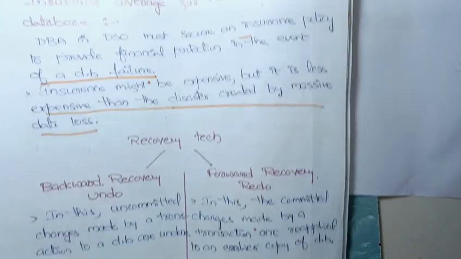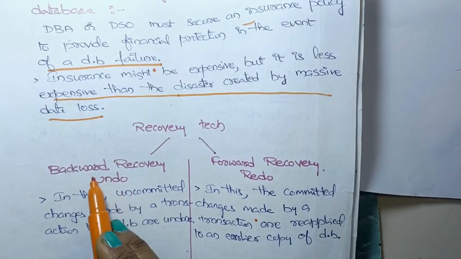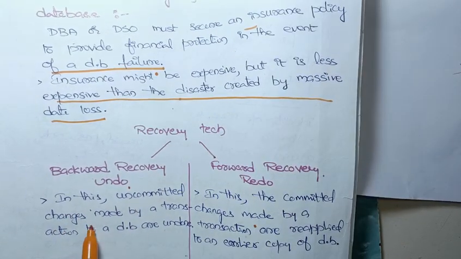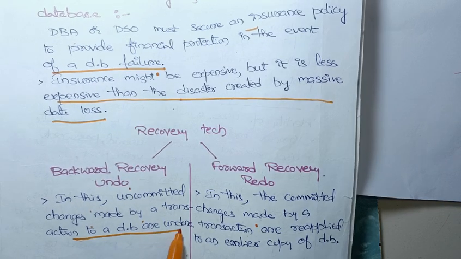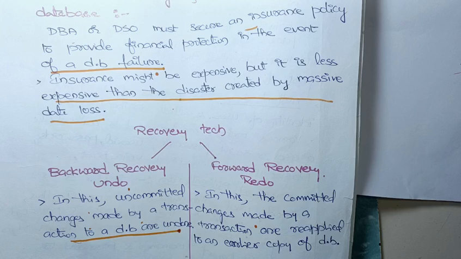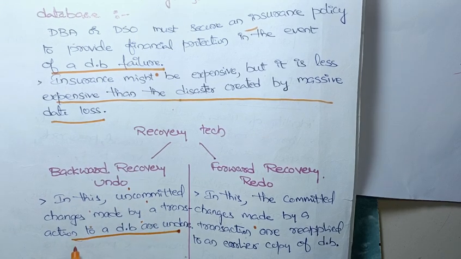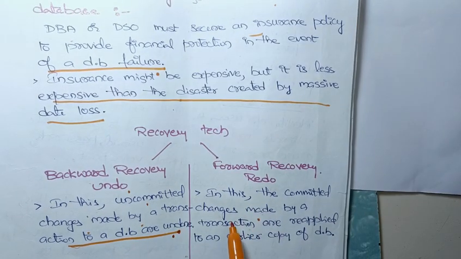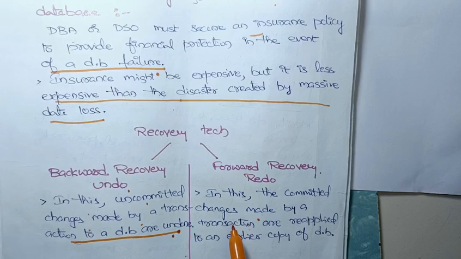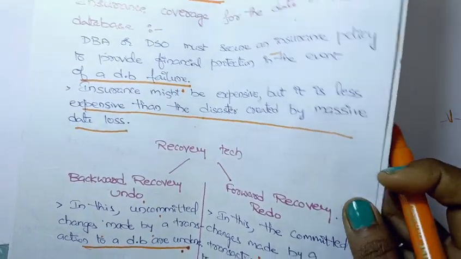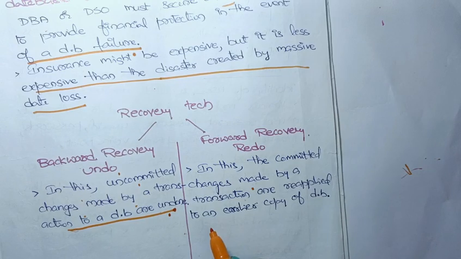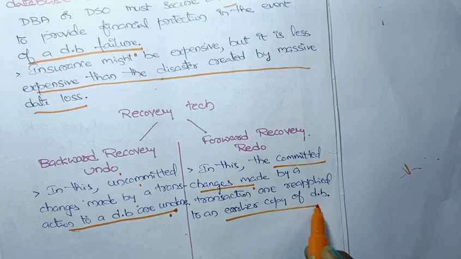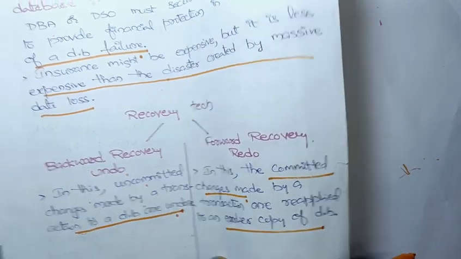So, recovery techniques: backward recovery (undo) and forward recovery (redo). In backward recovery, uncommitted changes made by a transaction to a database are undone. In forward recovery (redo), the committed changes made by a transaction are reapplied to an earlier copy of the database, which means committed changes should be reapplied to the copy of the database. These are the recovery techniques.